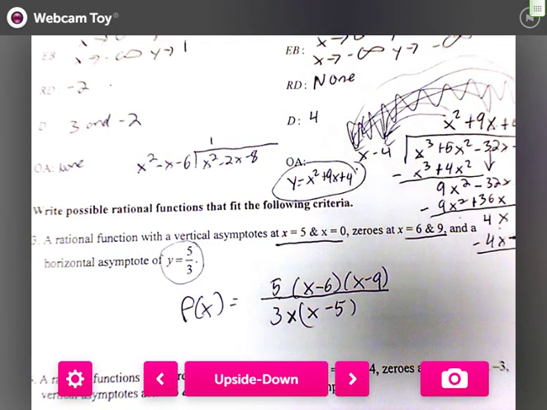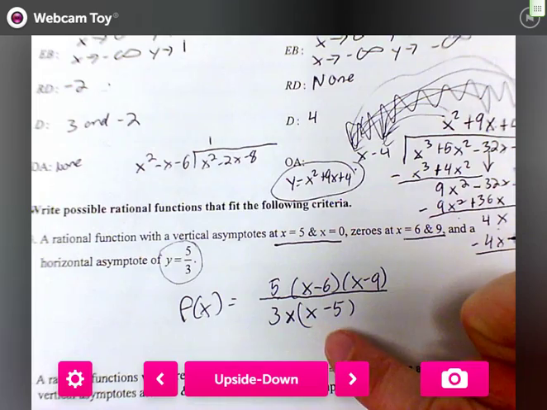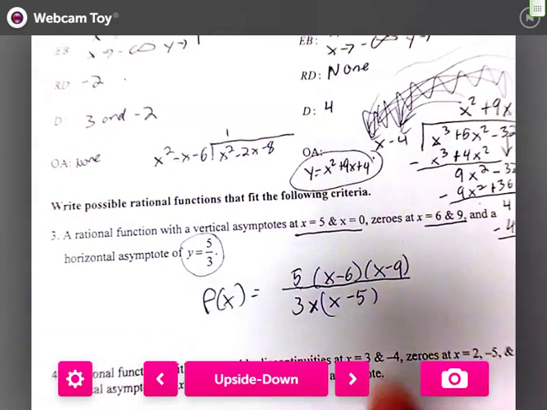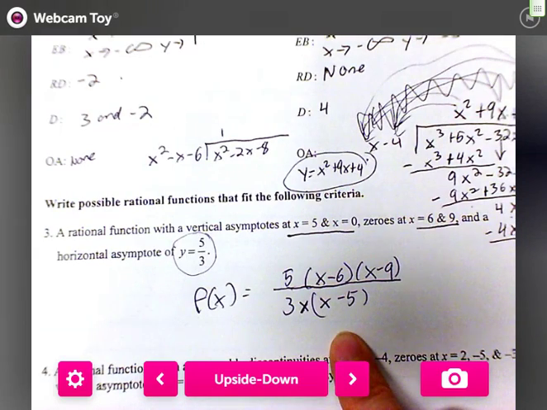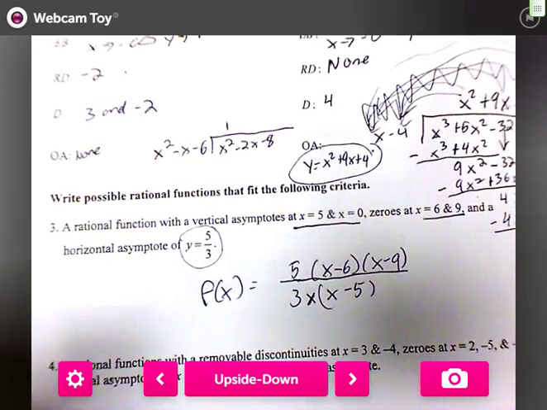Okay, on the quiz, you would get a point for having your vertical asymptotes, a point for having your zeros, and a point for having all the horizontal asymptotes. So that'd be worth 3 points. Okay? All right. Let's look at the next one.